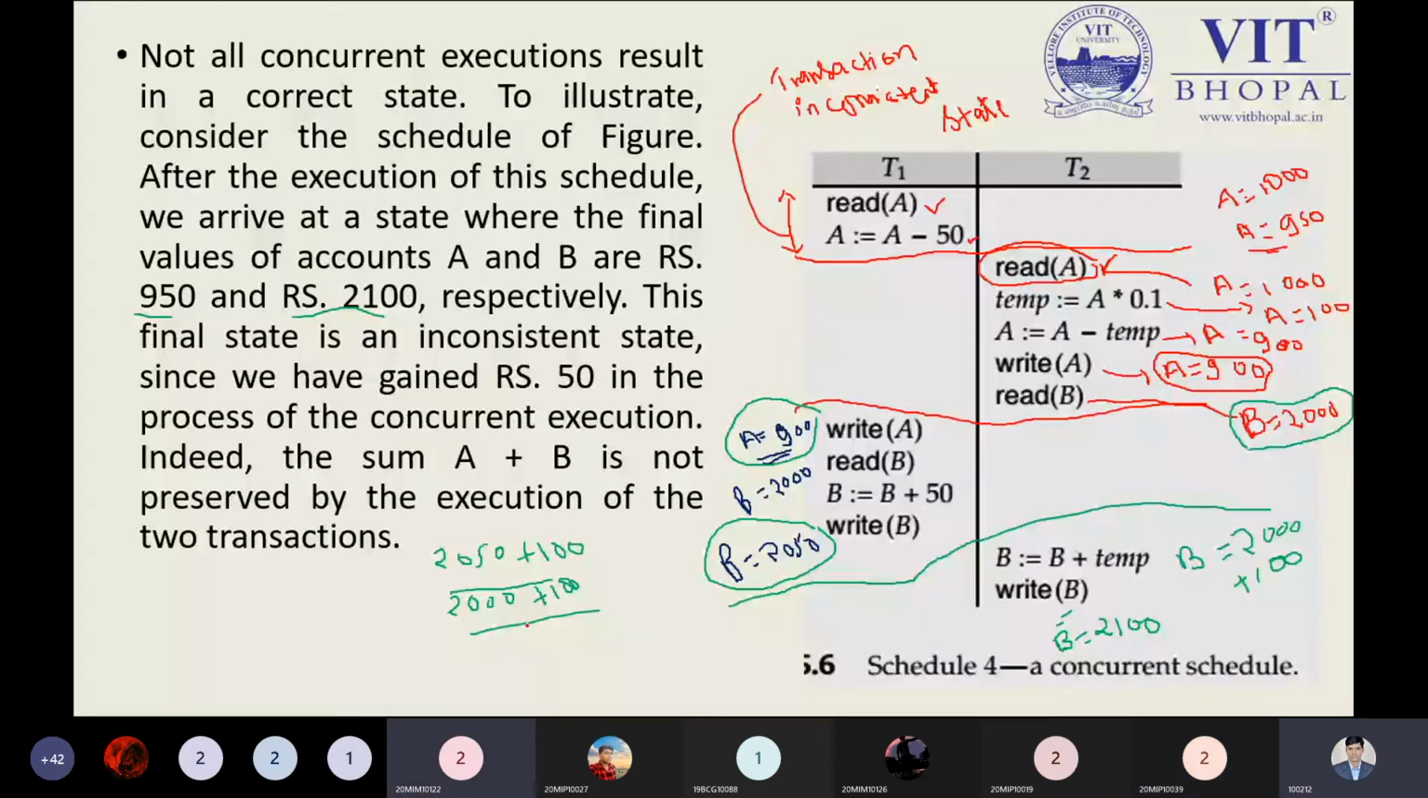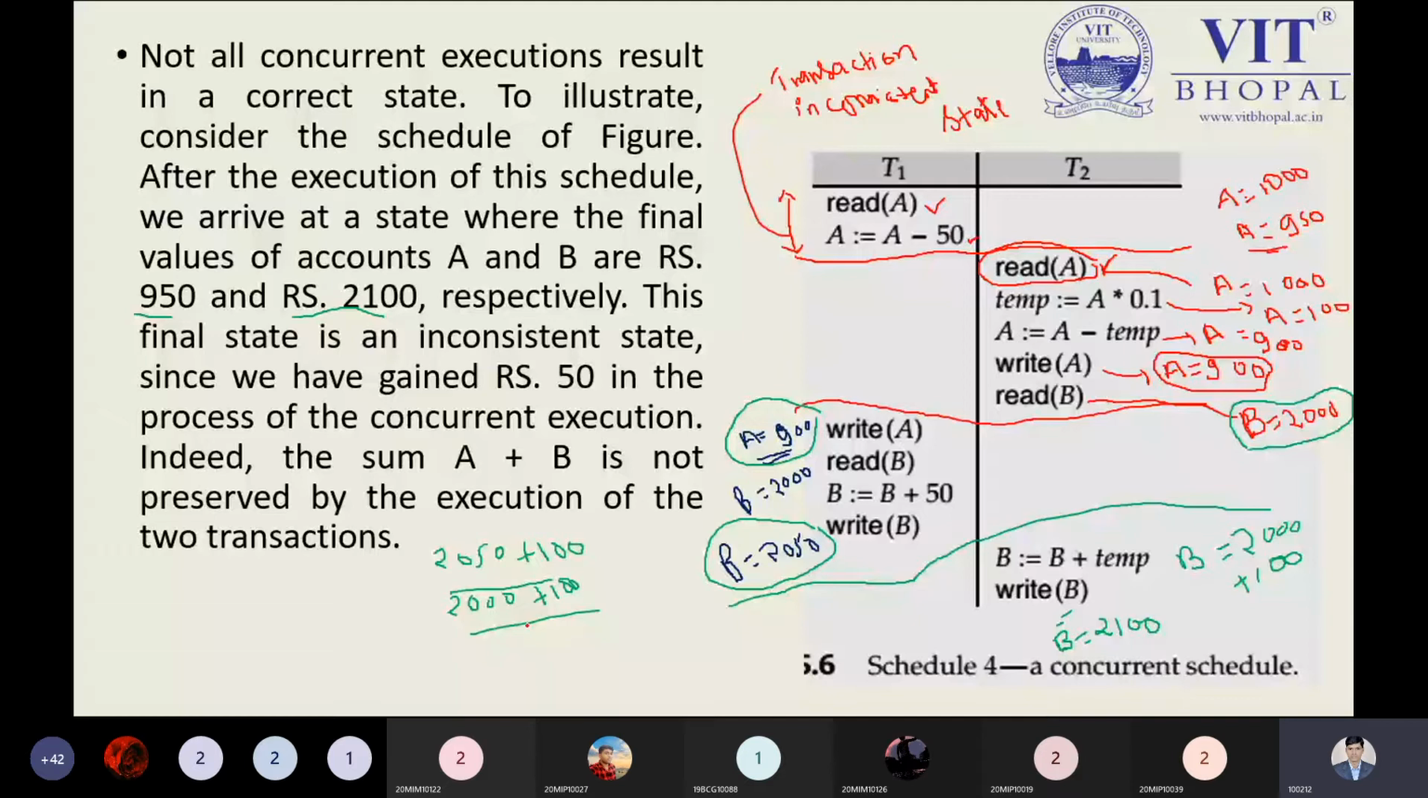Why 2000? Because in this transaction T2, it read the value of B that was stored in the memory, that is 2000 only. In transaction T2, nothing was written on the B value. Suppose if you try to read B again, then it will read 2050. But it was already read by transaction T2, so it will keep this B value in memory, that is 2000 only. So we are performing only the arithmetic operation over here, B equal to B plus 10.